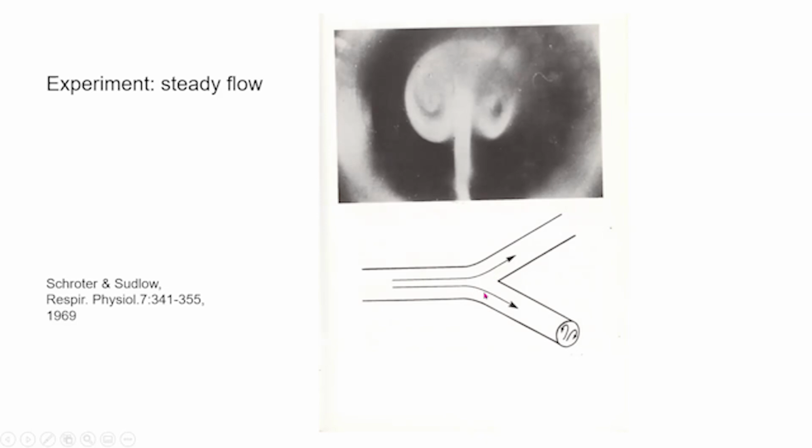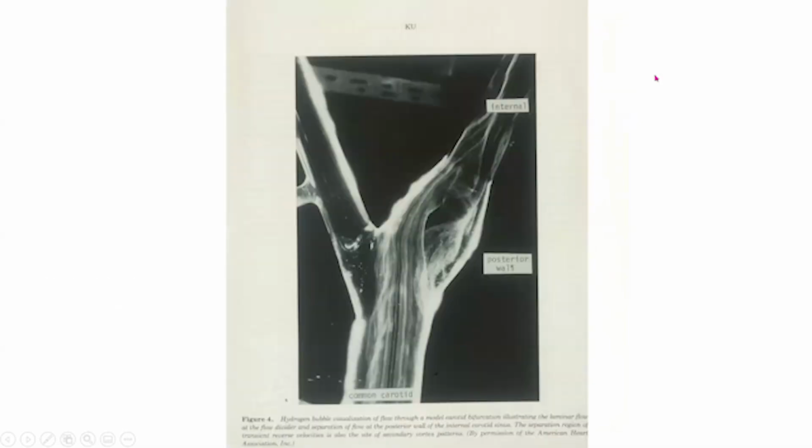It's the same symmetric tube. It's actually using air as the fluid and smoke as the marker, and you look upstream from the bottom and you get these secondary vortices. That's one complicated geometry.